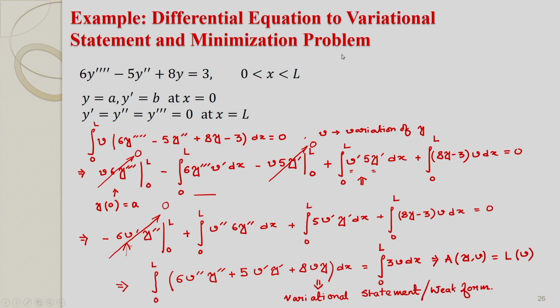Thus, the first part of our problem is done, that is to derive the variational statement from this differential equation. Now, we will move towards the second part, that is to pose the minimization problem. As we know, there are certain conditions which are required to be satisfied so that the minimization problem exists. Let us see those conditions for this example. So, the first thing is both A and L have to be continuous. So, that condition is satisfied.